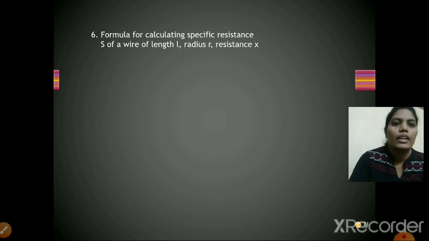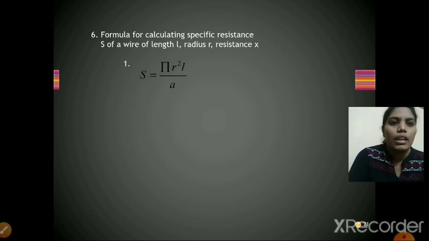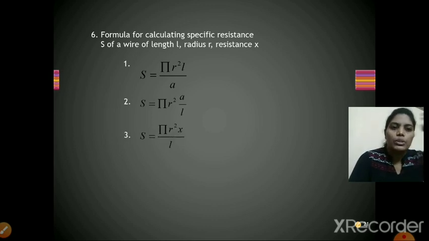Now, the formula for calculating specific resistance S of a wire of length L, radius R and resistance X is: pi r square L by A, pi r square A by L, or pi r square X by L? It is pi r square X by L.